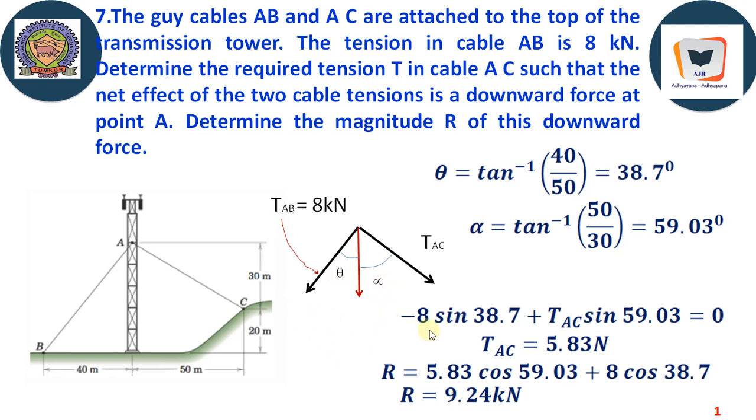Now the horizontal component equals 0. The angle is referred with respect to vertical. Therefore, if the horizontal component goes in this way, it is minus 8 sine 38.7. And the horizontal component of TAC goes this way in the positive direction.